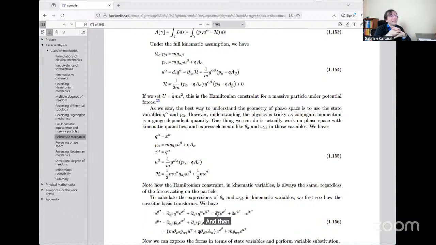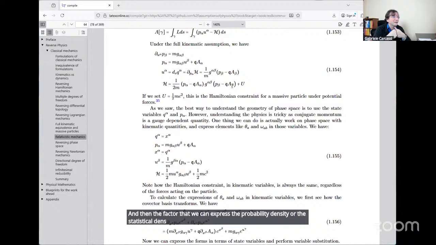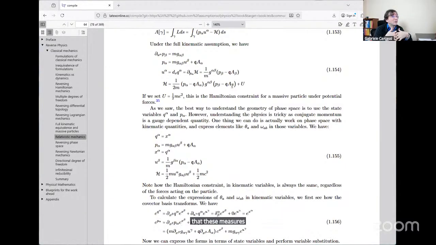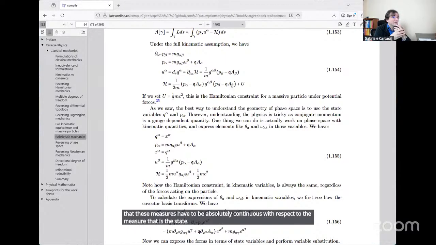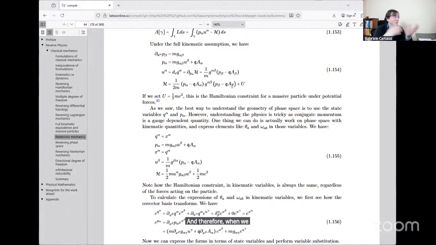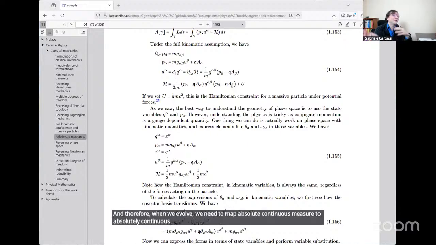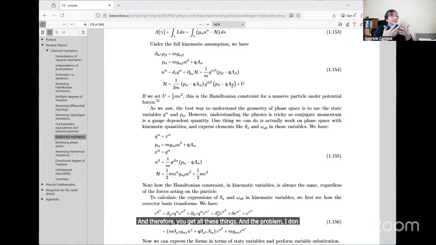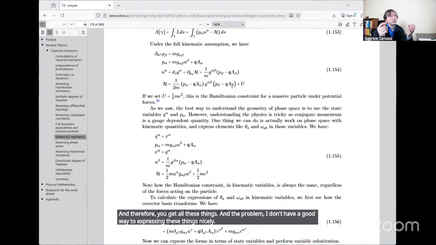And then the fact that we can express the probability density, or the statistical density, is the fact that these measures have to be absolutely continuous with respect to the measure that is the state counting measure, the Lebesgue measure. Therefore, when we evolve, we need to map absolutely continuous measure to absolutely continuous measure, which means the density, the Radon-Nikodym derivative, must be mapped to another Radon-Nikodym derivative, and therefore you get all these things.